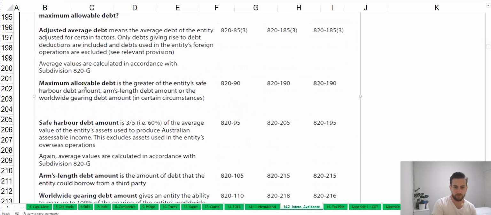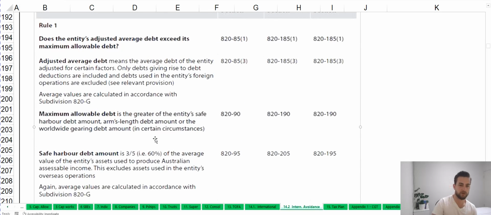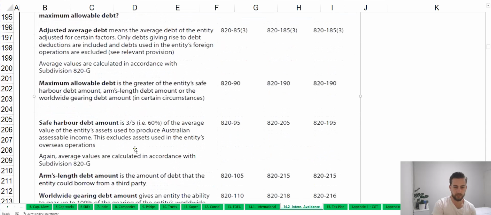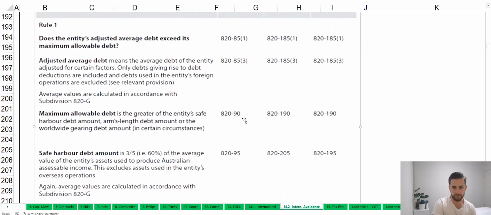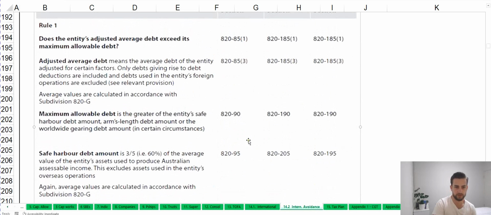Next one, maximum allowable debt is the greater of the entity's safe harbor debt amount. This is basically the maximum amount of debt that you can have, and above that threshold, you're not allowed to claim interest deductions anymore. It's the greater of the entity's safe harbor debt amount, arm's length debt amount, and we talk about how we calculate these down the bottom in certain situations. So the only difference here is this different section reference, otherwise the definition is the same.